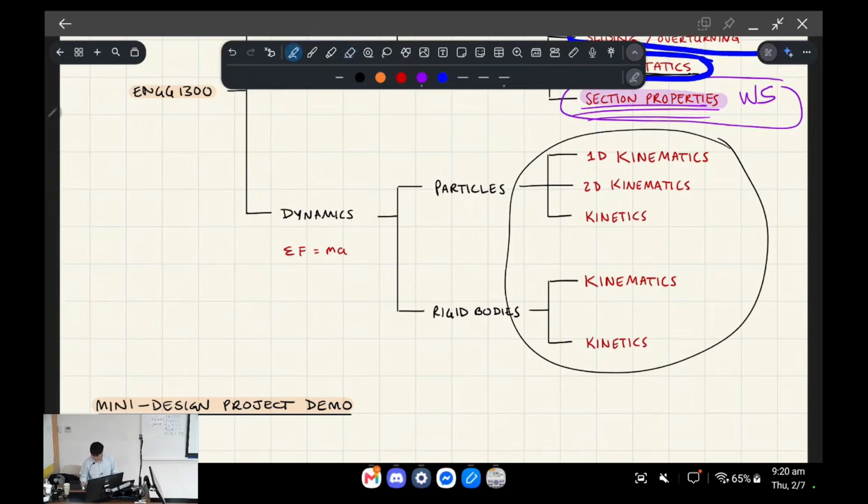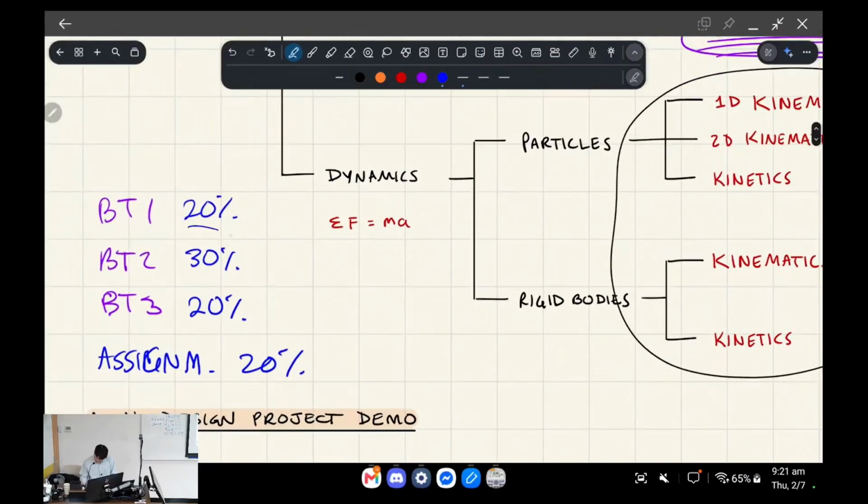But if you think about the block tests and the breakdown of everything, this is block test 1, 2, and 3. The first block test was worth 20%. The second one, the one in week 7, is going to be bigger, so it'll be worth 30%. And the third one's worth 20%. And the assignment is also worth 20%, I believe. Is that how it works? No, something's wrong, I can't remember. I think the assignment might be worth 30%.